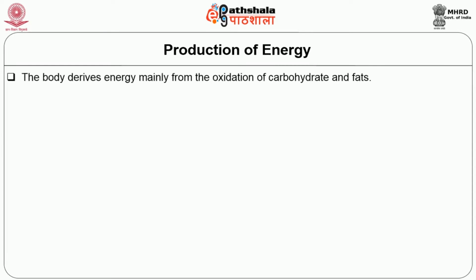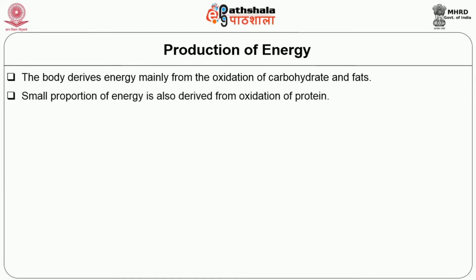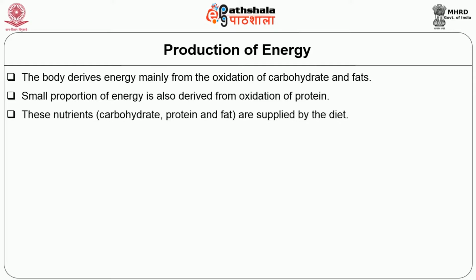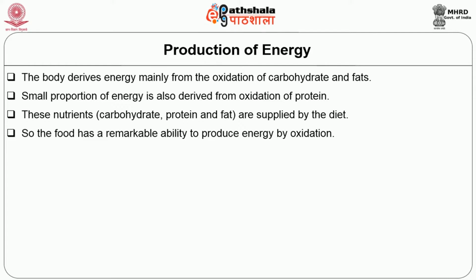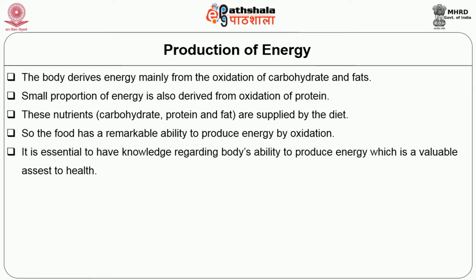The body derives energy mainly from oxidation of carbohydrates and fats. A small proportion of energy is also derived from oxidation of protein. These nutrients are supplied by the diet, so food has a remarkable ability to produce energy by oxidation. It is essential to have knowledge regarding the body's ability to produce energy, which is a valuable asset to health.